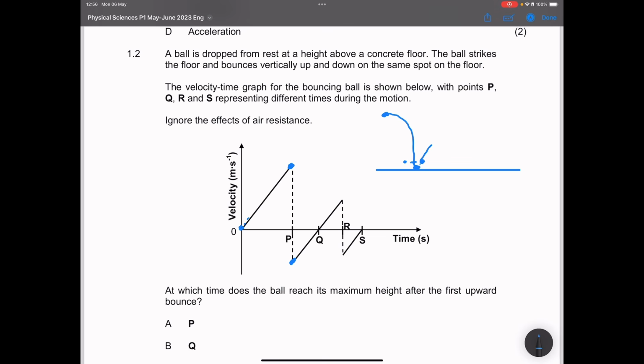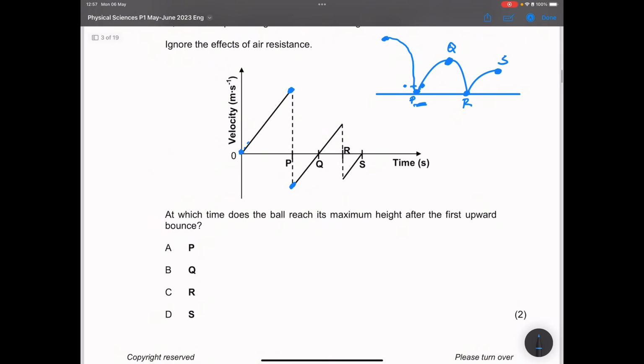Now what happens? At point Q, this is where we are reaching the first maximum height. So that was point P, this is point Q. Point R is when it lands on the ground once again, and S would be another maximum height, and that is where that graph actually leads us. Now they're asking, at which point does the ball reach its maximum height after the first upward bounce? That is at Q. Remember, it reached its first bounce at point P, and at Q we reach maximum height. So that would be B, that would be our answer there.